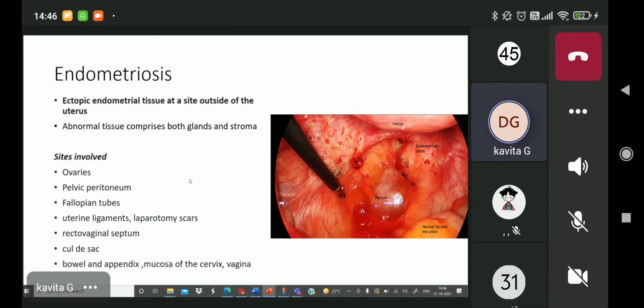Now, which sites are generally involved? You have the ovaries, you have the peritoneum, you have the fallopian tube. So all the adnexa, all the ligaments, even a previous laparotomy scar. Then you would have the cul-de-sac. It could go into the GI, the bowel, the appendix, and it could go downwards into the cervix and vagina. Right? So this is where it is.